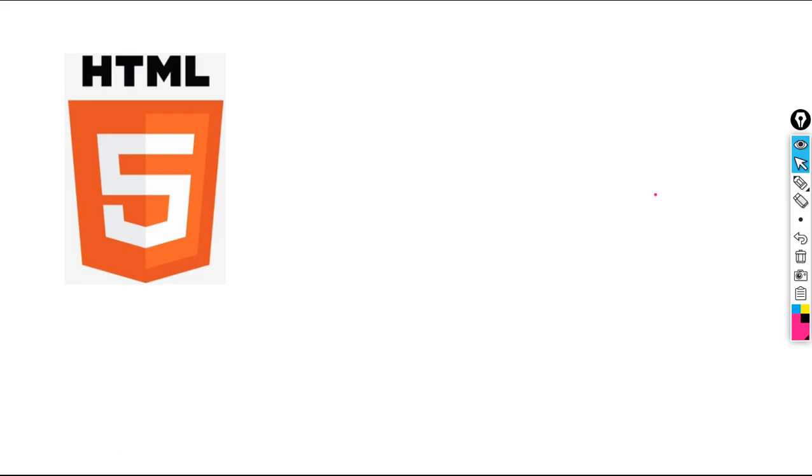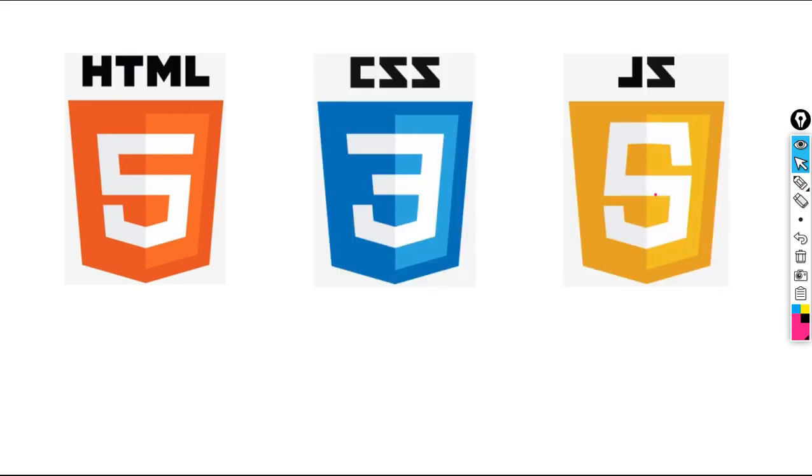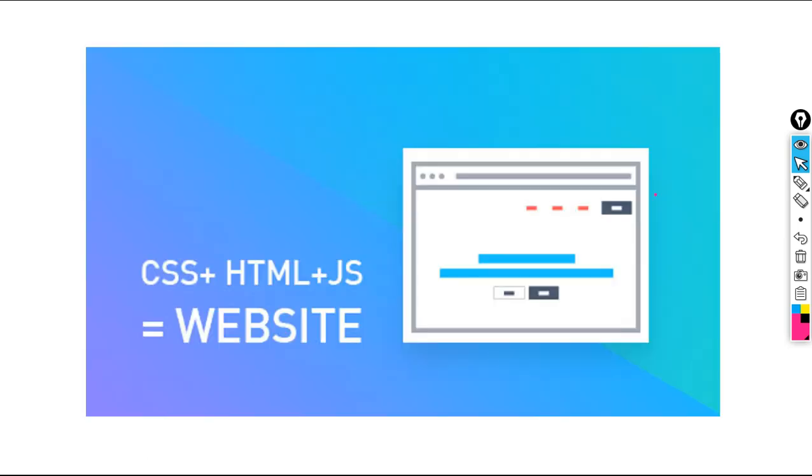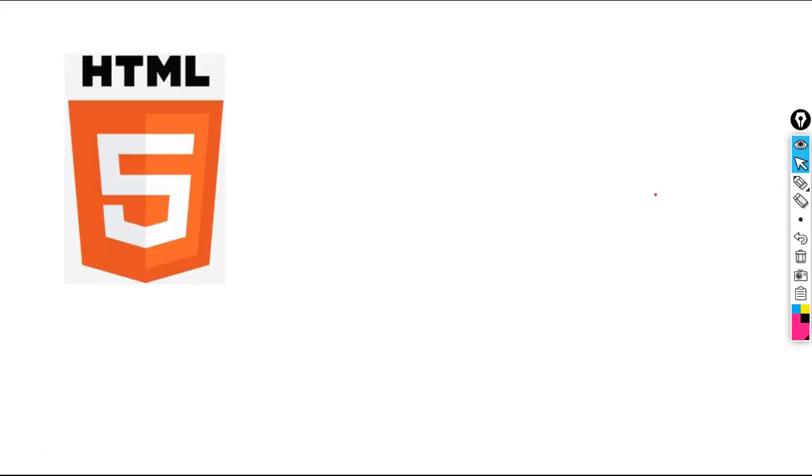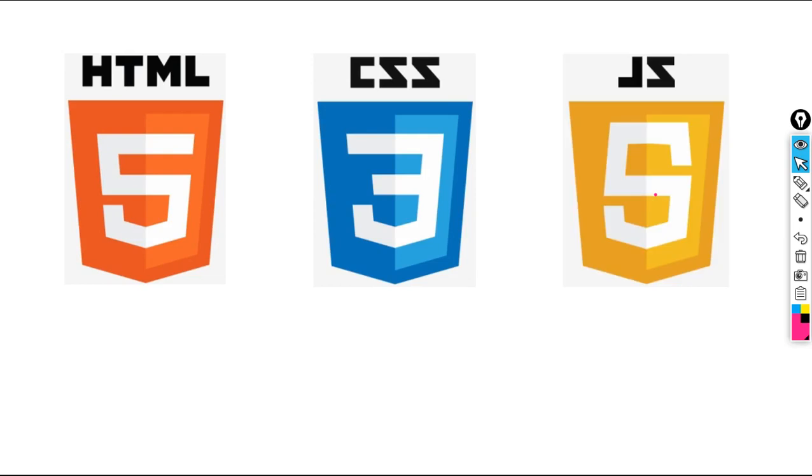Now let's understand the difference between HTML, CSS and JavaScript. We have already learned that with the help of HTML, CSS and JavaScript, we can design a website. But there has to be a particular difference between them. Correct? What is that difference that we need to understand clearly? So HTML, CSS, JavaScript, all these three technologies are used to develop a website, which is nothing but a collection of web pages.